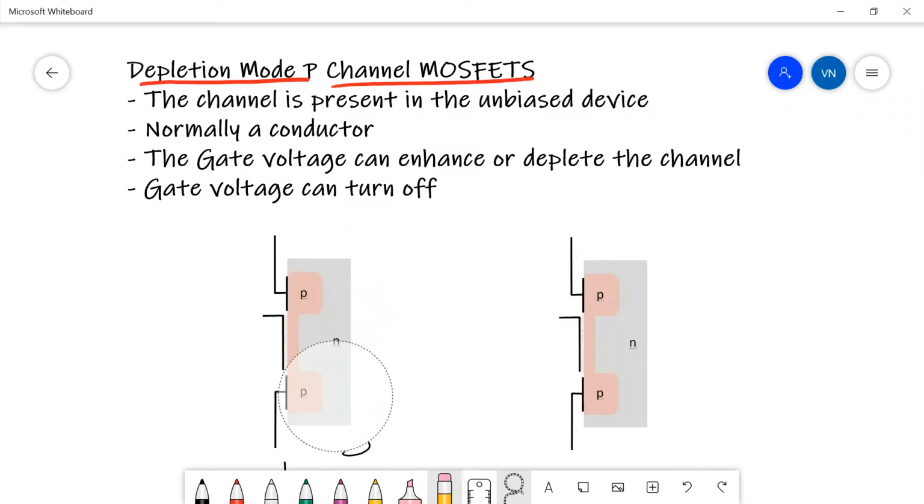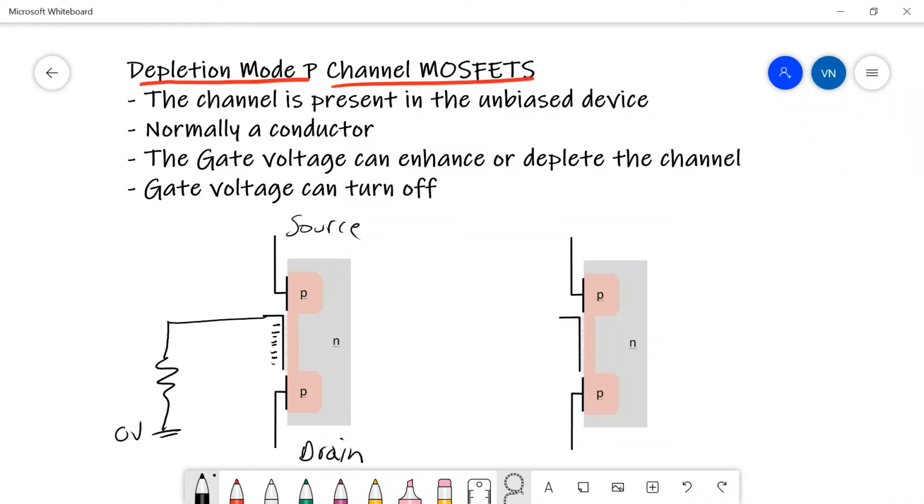Now with the depletion mode device, depending on what voltage we apply, we can either turn the channel completely off, we can deplete the channel, or we can enhance the channel. So here, this is the source up over here, and this is the drain. Now for a P-channel FET, if we put a negative voltage on the gate, we will enhance the channel. So let's say I take this and tie it to ground, and now there is a negative voltage.